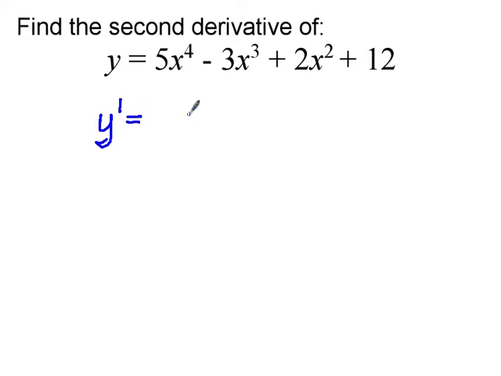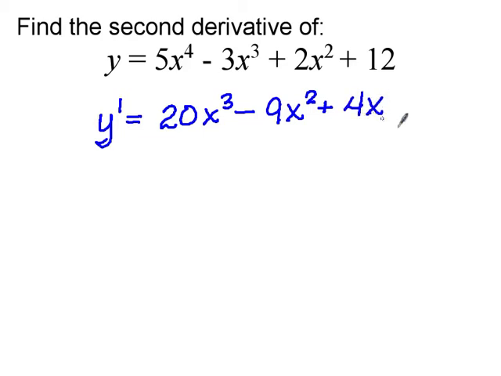So let's start. What's the first derivative? 20x cubed minus 9x squared plus 4x. So that's the first derivative, right? Now we've got to find the second derivative. All I'm going to do is take the derivative of what's written in blue. So 60x squared.